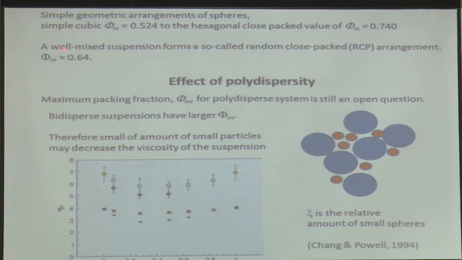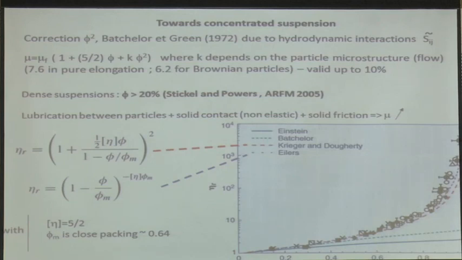Okay, so you can have 64% for one single size, and for bidisperse, you may fit many small particles inside. By fitting these particles inside, you are going to increase the maximum packing. So actually, you are going to decrease the effective viscosity of the suspension, because you are going to move back along that curve.